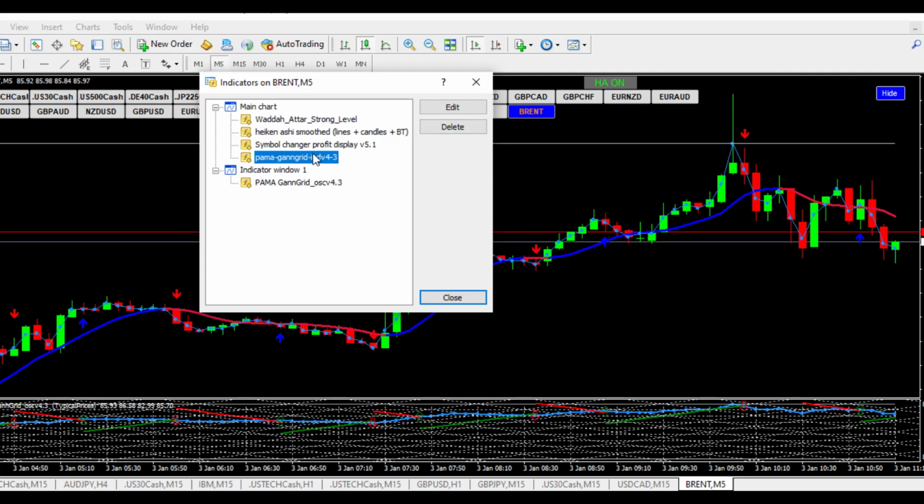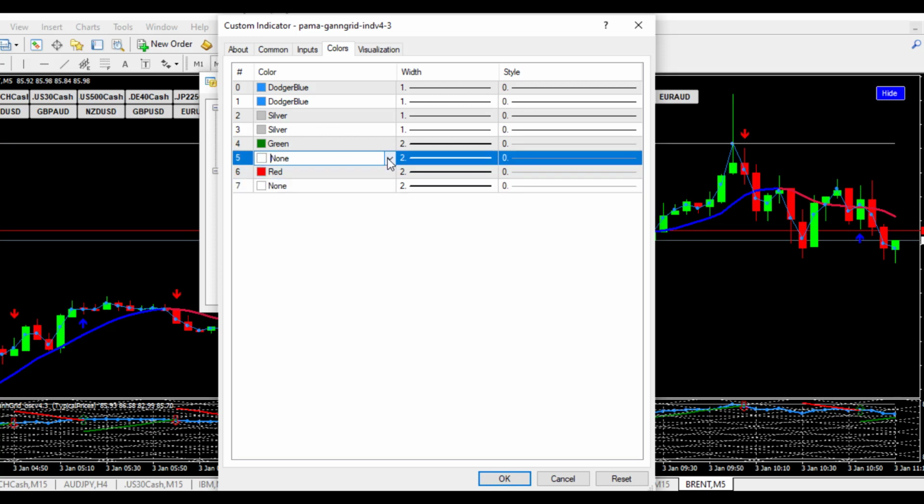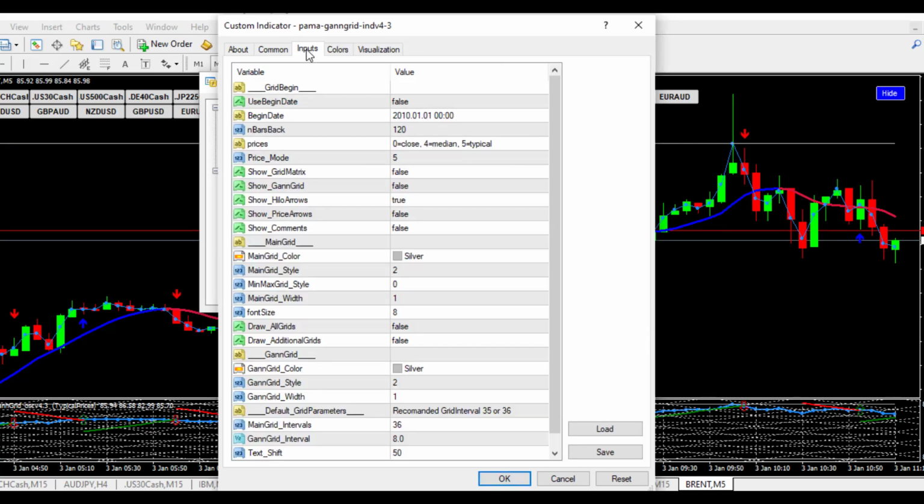So the next indicator is the PAMA Gann Grid indicator, and this is where I changed the settings. Those are other values. I turned this color to null. I do not need the color. You can change it if you want. I changed this one to null also. So these are the other colors, and these are the values for this indicator.